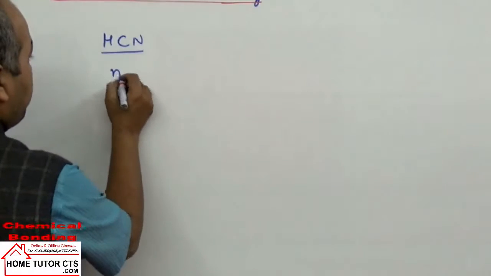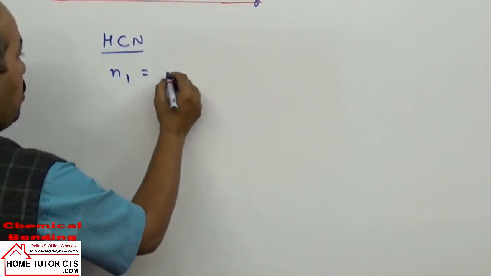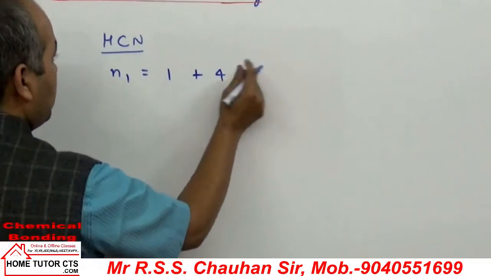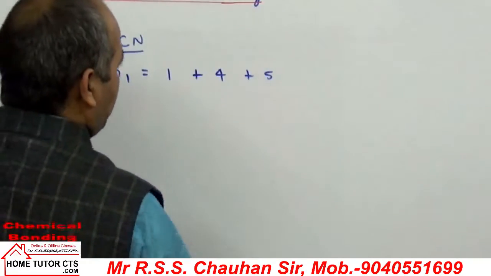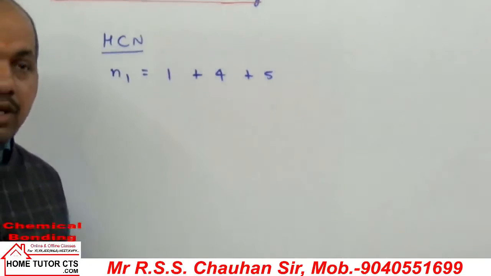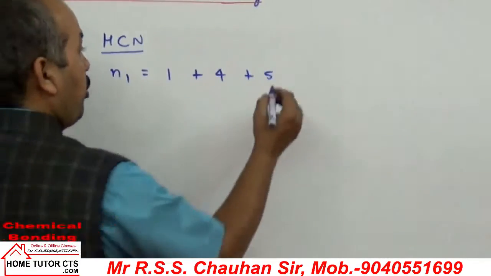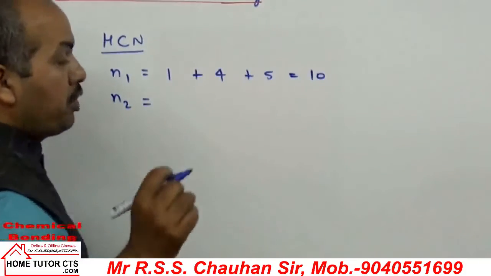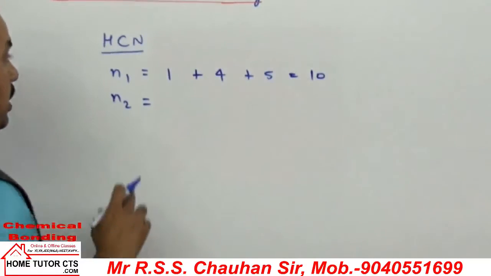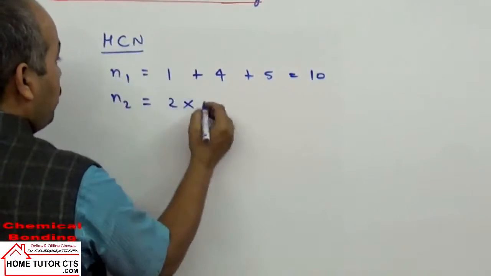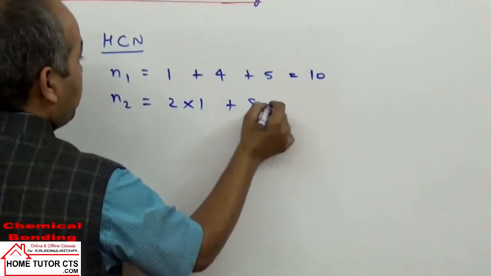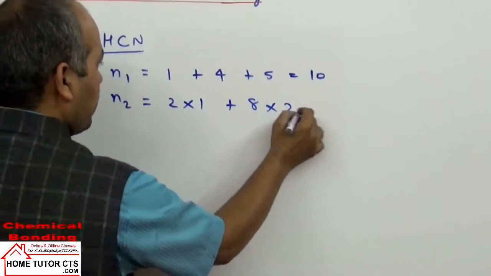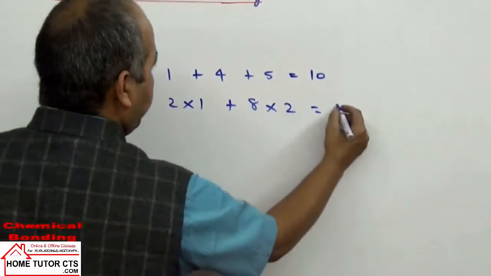What is the value of N1? Hydrogen has 1 electron in its valence shell, carbon has 4, and nitrogen has 5. That is the total number of valence electrons of all the atoms, so N1 is 10. Then what is N2? If there is no bond formation, the atoms should have 2 electrons for hydrogen, so 2 into 1, and 8 into the number of other atoms, 1 carbon and 1 nitrogen, 2 atoms. That is 16 plus 2, 18.